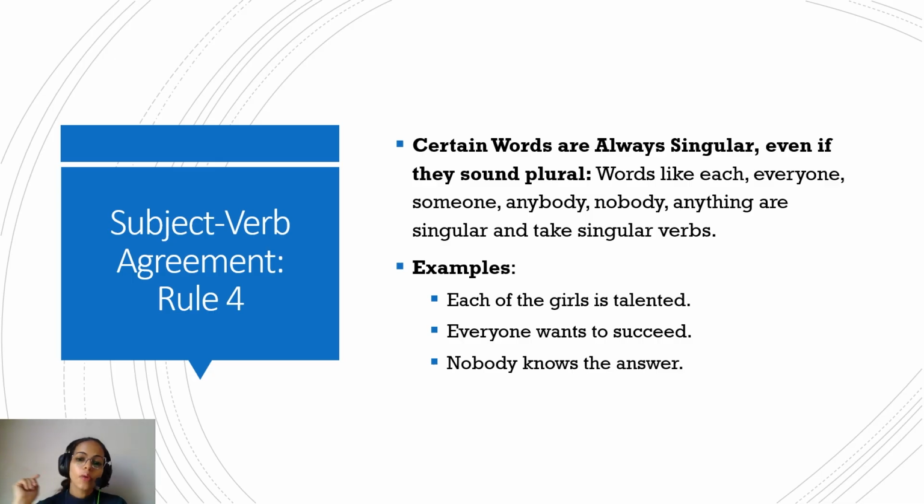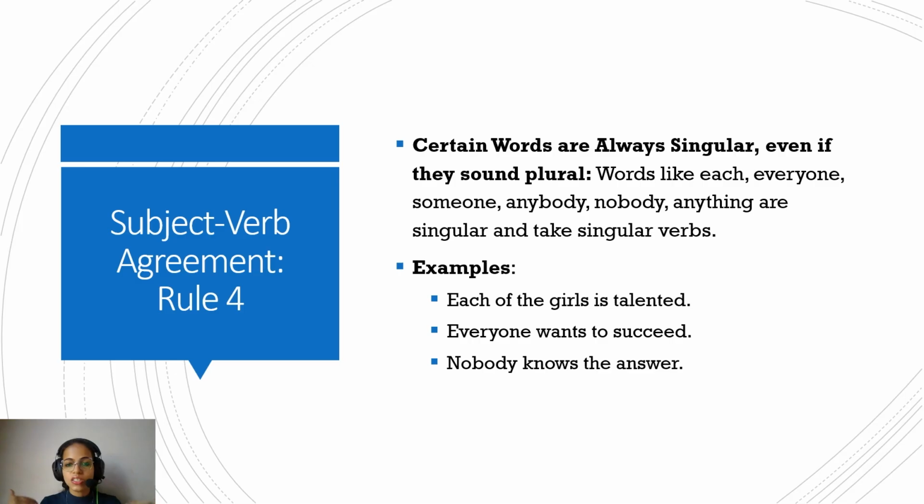Each of the girls is talented. While we see there is an S, and it looks like it's plural, girls, we are not talking about all the girls. We are talking about every single girl. So the unit becomes one girl. I'm sorry for saying the word unit, but I'm just trying to explain that every single girl is being talked about. So at one point we're pointing at one girl. This is talented, this is talented, this is talented. You can picture it like that.